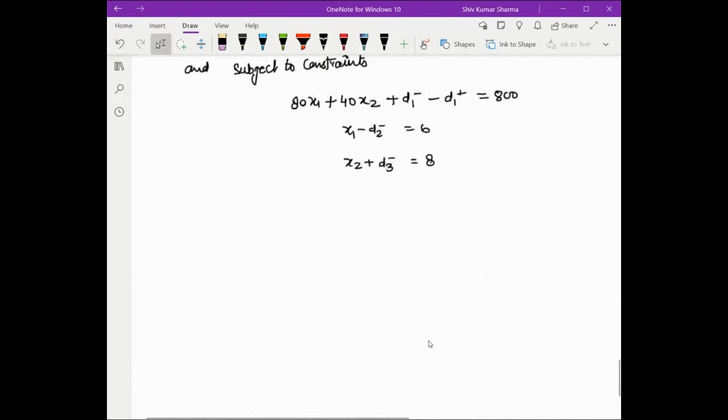And the variables x1, x2, d1 minus, d2 minus, d3 minus, and d1 plus overachievement, which are greater than or equal to 0.